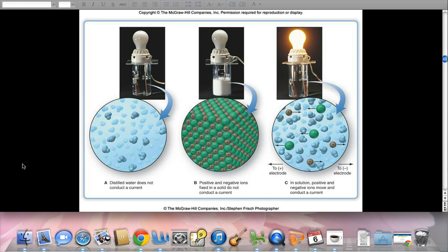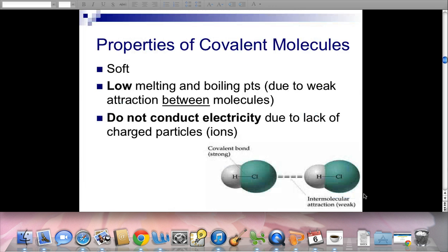So here's an example. We have water. It does not conduct electricity because it is a covalent compound. We have salt. The problem with salt is the ions are packed tightly, so the electrons are not free to move. But once you add salt into water, that allows the ions to move freely throughout the water, and then it will be able to conduct an electrical current.